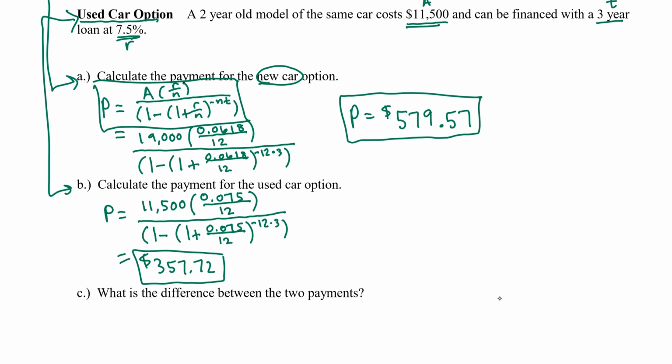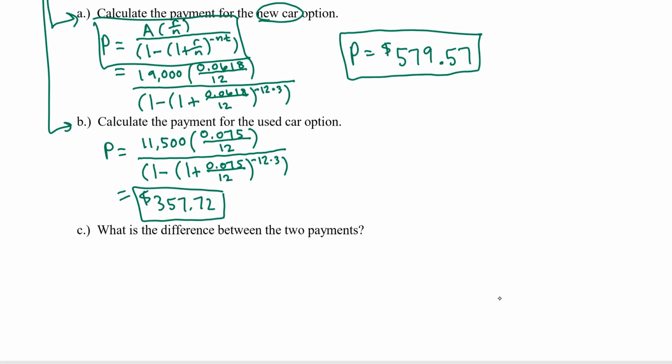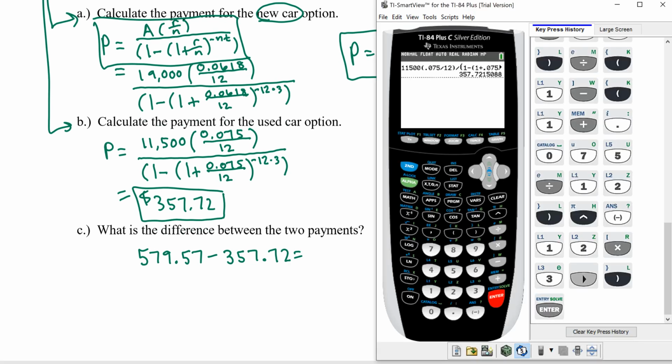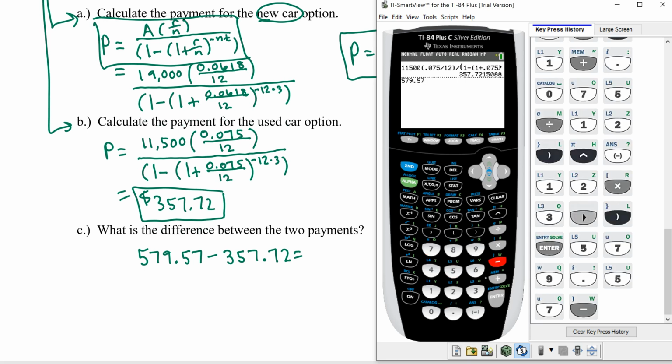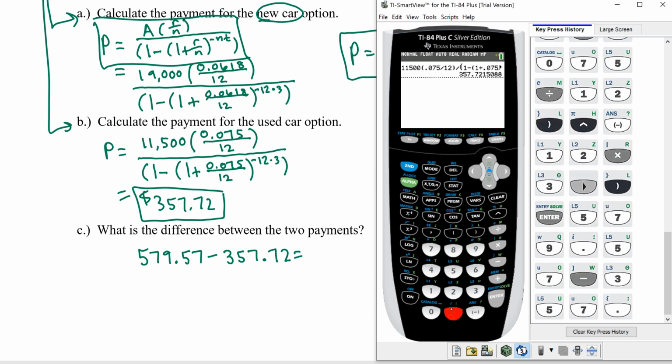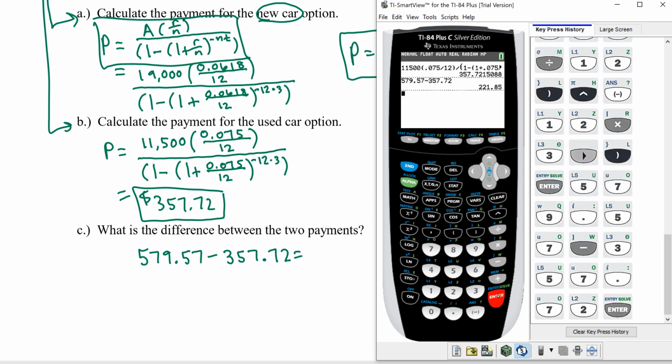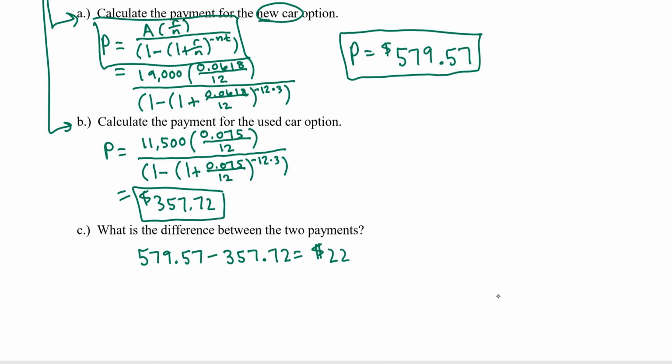What's the difference between the two payments? Well, we're going to take our first payment, $579.57, and our second payment, or our second option, $357.72, and we'll see what the difference is. The difference is $221.85. That is a big difference for a monthly budget.